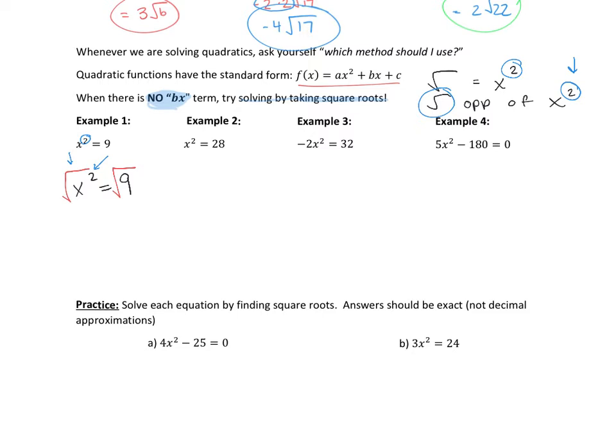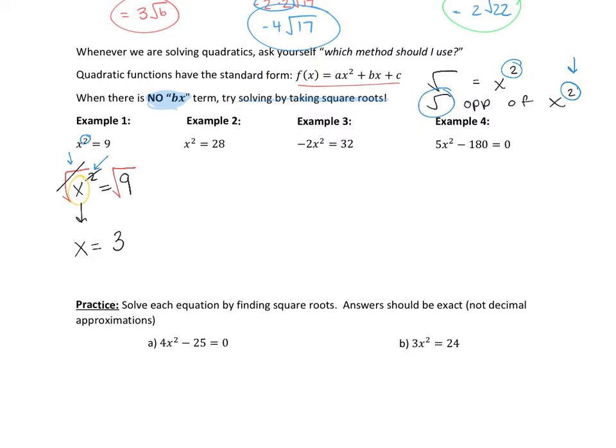So what that means is that the squared and the square root cancel each other out, and whatever is left in the middle drops out as the answer. So in this case, it's just x. Okay? Now, we all know that the square root of 9 is 3.